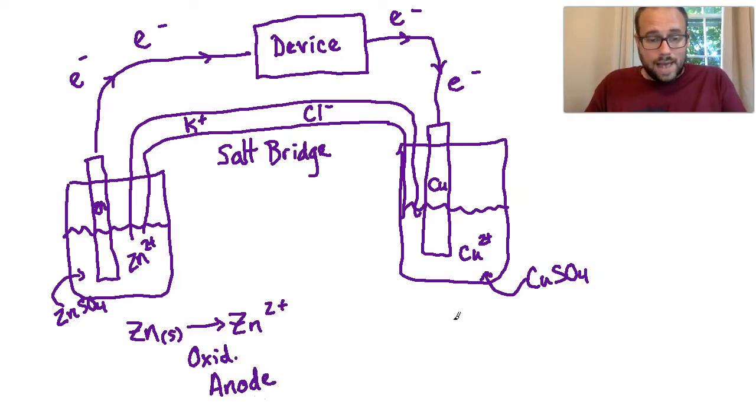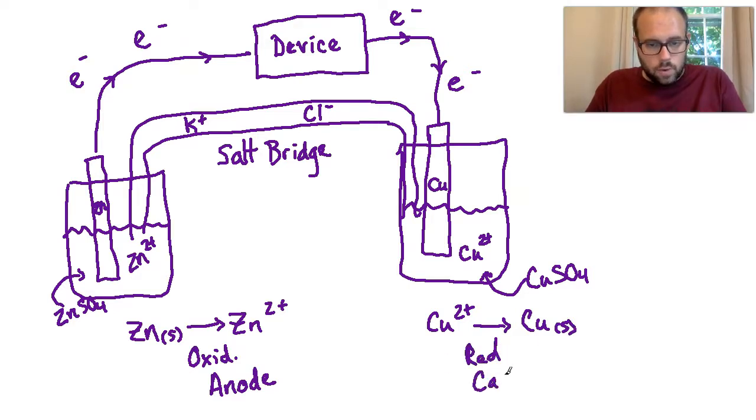Okay, now we also have the cathode. That's where the reduction will occur. So copper is going to receive the electrons to become solid copper. Okay, and then this is the reduction portion. This is the cathode.